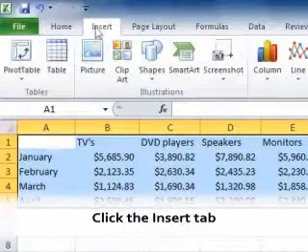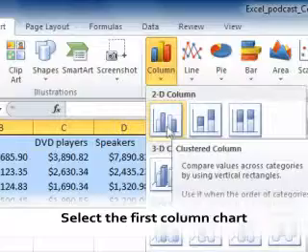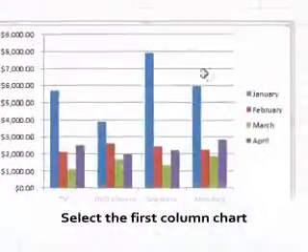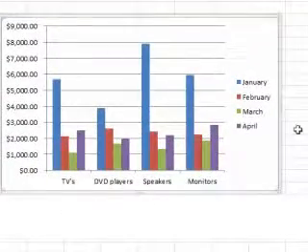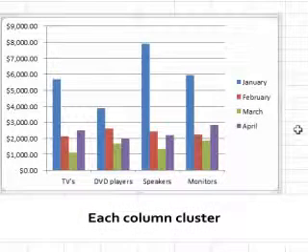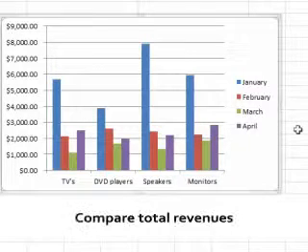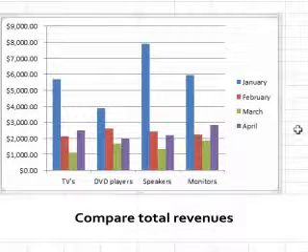Click the Insert tab. In the Charts group, click Column. Select the first column chart under 2D column. It is now clear which product brings in more revenue than others. Each column cluster now represents each type of electronic, so you can compare total revenues for each type of electronic individually over the 4 months.